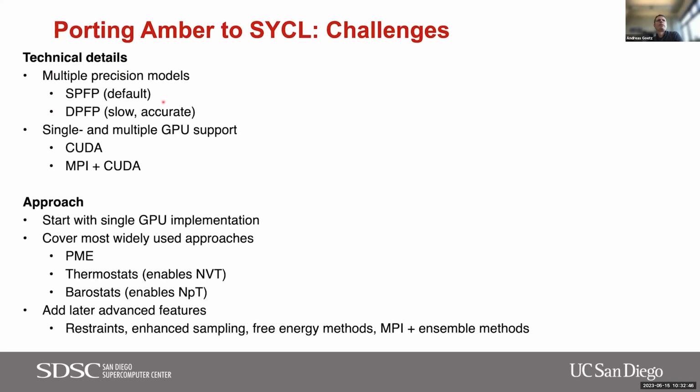And of course, these are implemented in different precision models. And then we have single and multiple GPUs, of course. On top of CUDA, there's also an MPI parallelization so that we can use the code across multiple GPUs and across multiple nodes. What we started with is basically a single GPU implementation, right? So that's a very common use case and the most widely used case. It covers the most widely used approaches, including particle mesh Ewald, thermostats, and barostats. And then at a later stage, we'll move toward advanced features, including everything that I mentioned on the slide before.